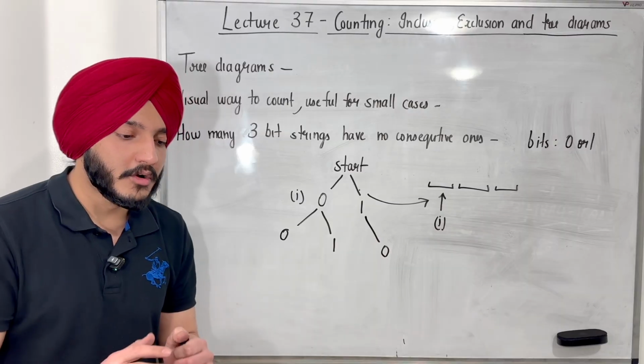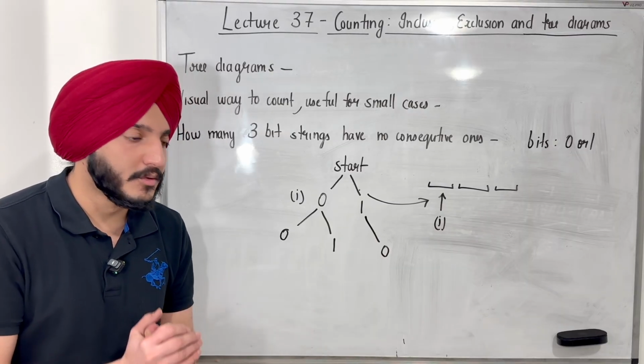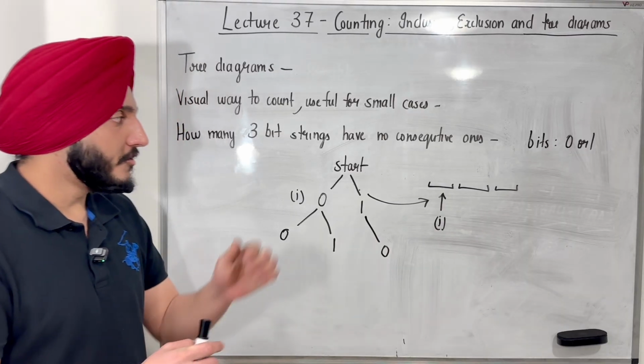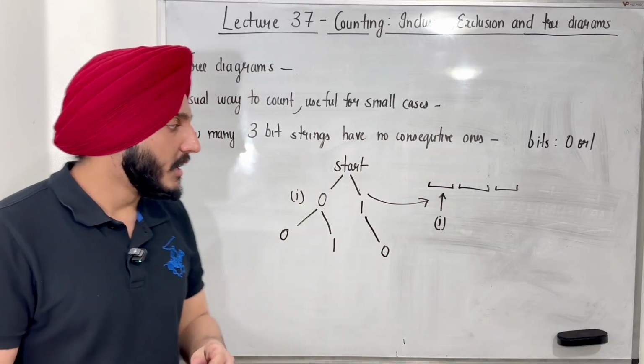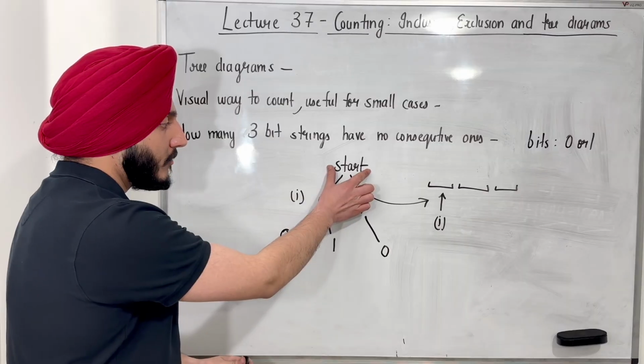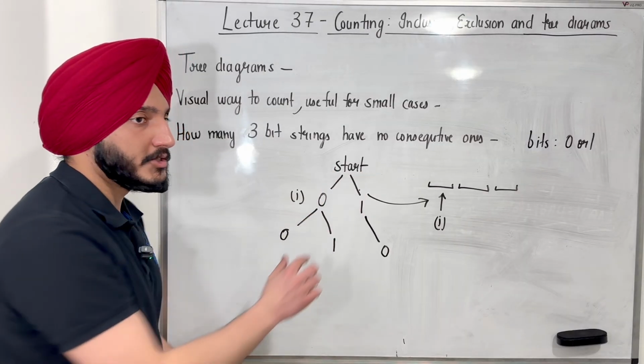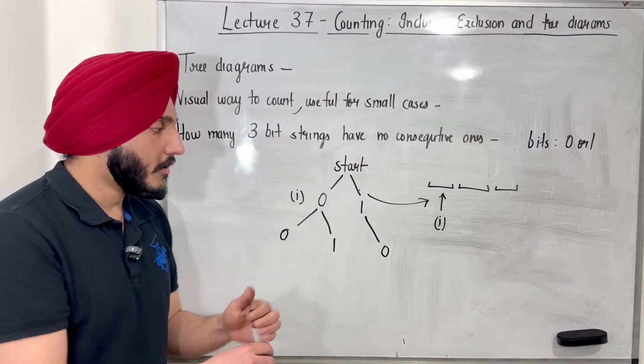Try to pause the video if this doesn't make sense, but I'll try to explain it once again. The question is asking for 3-bit strings with no consecutive ones. So we started the tree down. For the first case, we have two options: I can either choose 0 or I can choose 1.